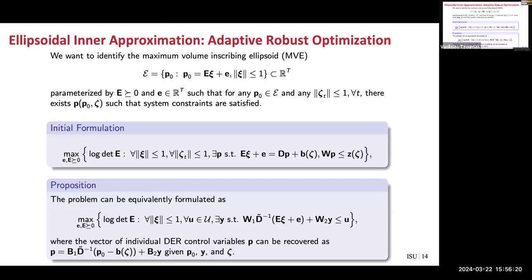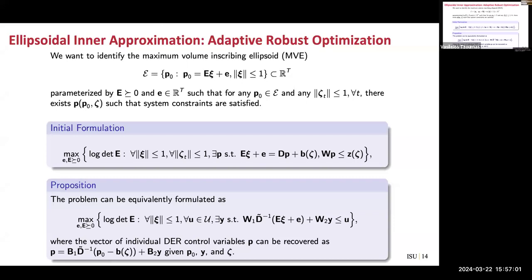So we can formulate this problem into this kind of robust optimization problem, where we want to maximize this log determinant of this E, which is proportional to the volume of this ellipsoid, such that for any point in this ellipsoid and for any uncertainty realization, there should exist an individual DR dispatch signal that maps to this aggregate flexibility, and also this disaggregation strategy, this DR dispatch signal satisfies all the inequality constraints. So that's the goal here.